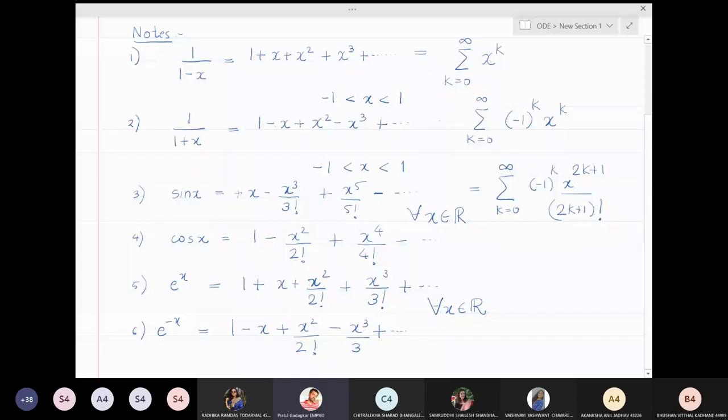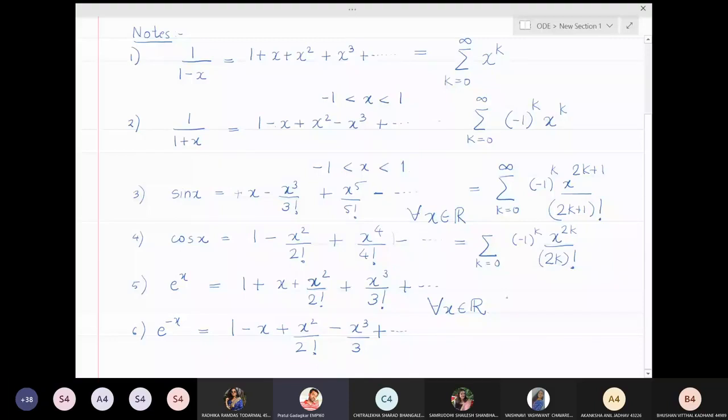What about the fourth power series? In the summation format, it can be written as minus 1 raised to k, because if I put k equal to 0, I'm going to get a 1, and x raised to even power, x raised to 2k upon 2k factorial. So when I put k equal to 0, I will get 1, and when I put k equal to 1, I will get minus 1 and x raised to 2 upon 2 factorial, which is the second term. When I put k equal to 2, I will get x raised to 4 upon 4 factorial, and this is how it will continue.